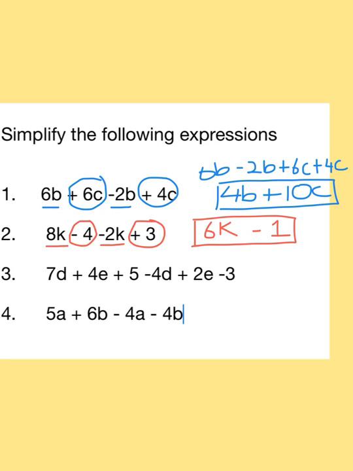Second part, third part, a little bit difficult this time. So, first of all, we have a 7d and minus 4d. 7d minus 4d gives me 3d. Then we have a plus 4e and a plus 2e. That will give me plus 6e. And then finally we have a plus 5 and a minus 3, which gives me plus 2.